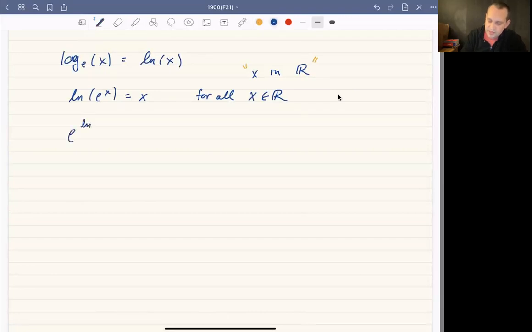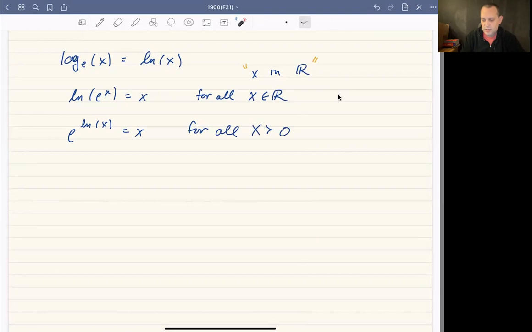Likewise, if you have e to the natural log of x, that's going to be x, and that's for all values x that are positive, because you can't have a negative or even zero into your log. If I were to have the natural log of e, it's going to be 1. The natural log of 1 is going to be 0.